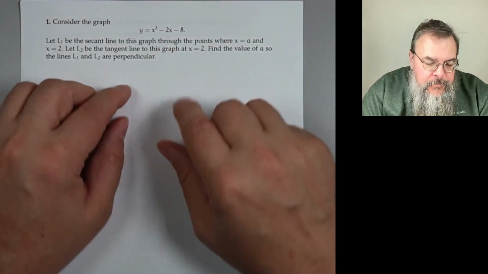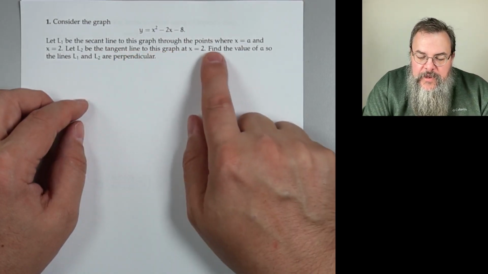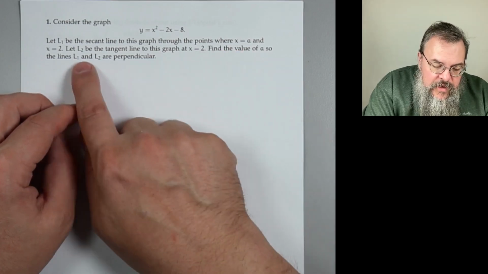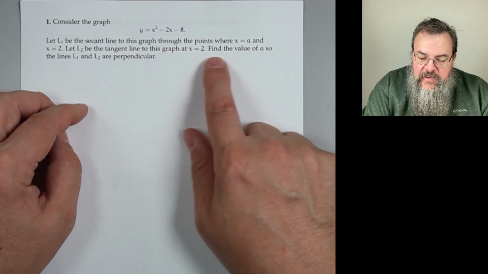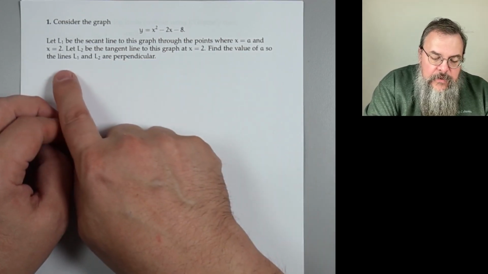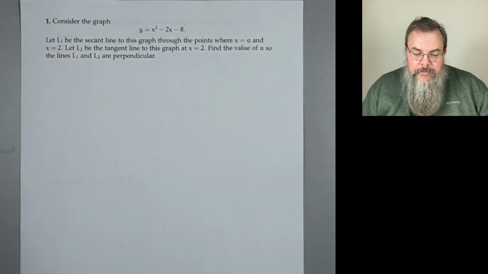Let L1 be the secant line to this graph through the points where x equals a and x equals 2. Let L2 be the line tangent to the graph at x equals 2. Find the value of a so the lines L1 and L2 are perpendicular.